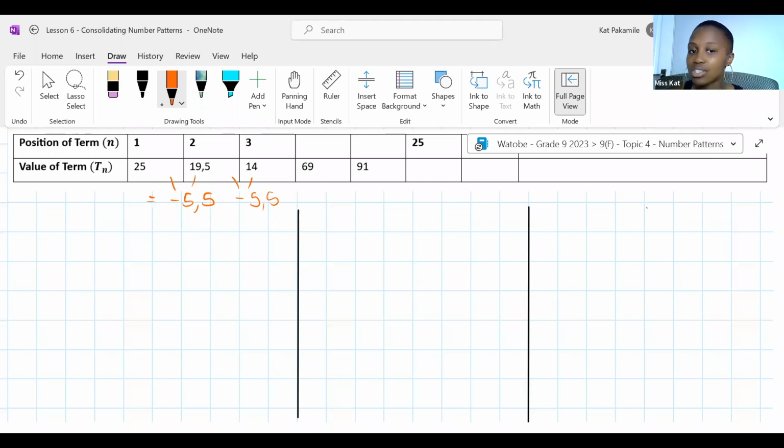Let me ask you guys, what is the formula, the general formula for linear number patterns? I showed it to you earlier. What is the general formula for linear number patterns? The one where we're going to substitute. Remember in the chat what that is?